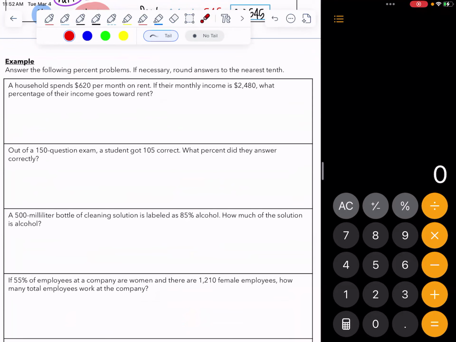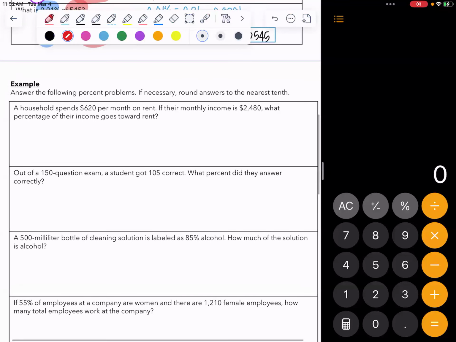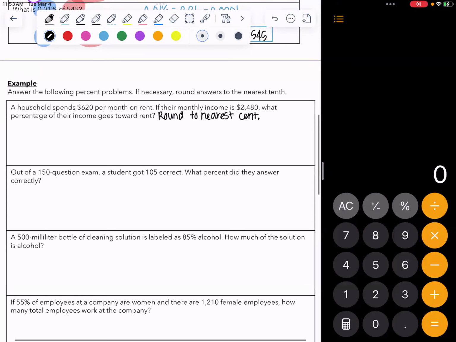You know what? I really shouldn't have said nearest tenth because some of these are money problems. I changed my mind on at least this first problem. For this first problem, round to the nearest cent. Nearest tenth on all the others, nearest cent on any problem where it's money.